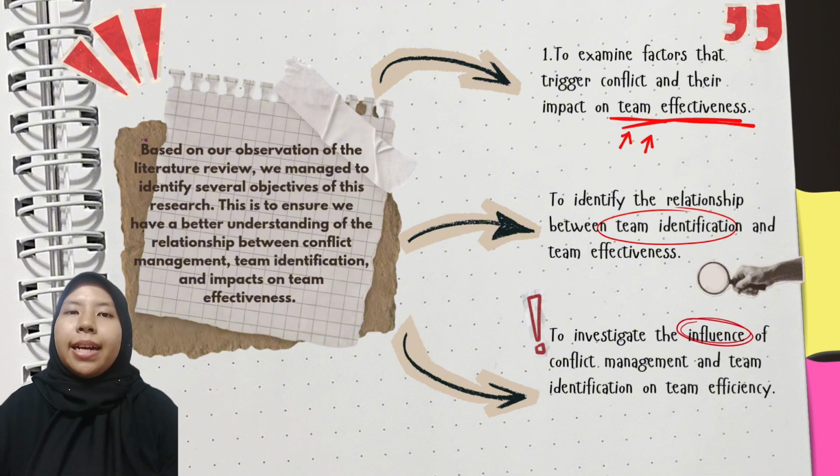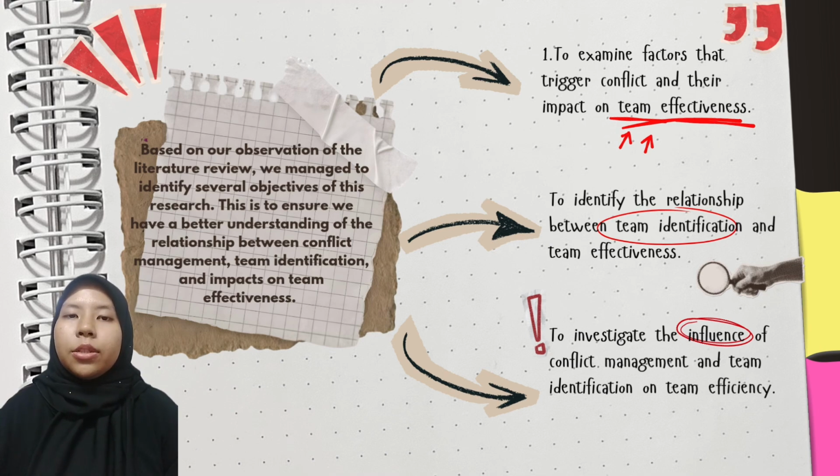Now I'm going to present regarding the objective of our general research. All researchers have conducted in-depth studies regarding the role of conflict management and its effect on team performance. Based on our review of the literature, we identified several objectives from this research. This is to ensure we have a better understanding of the relationship between the factors: conflict management, team identification, and their impact on team effectiveness.